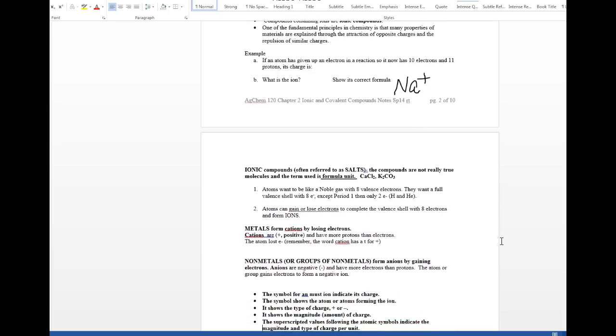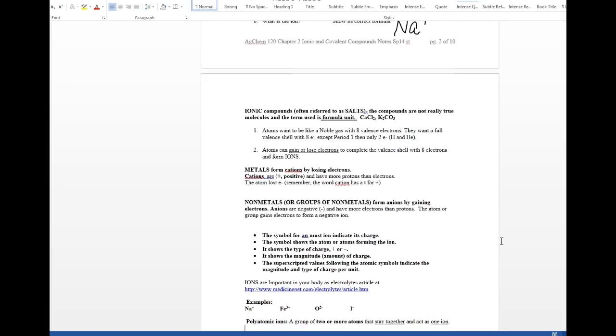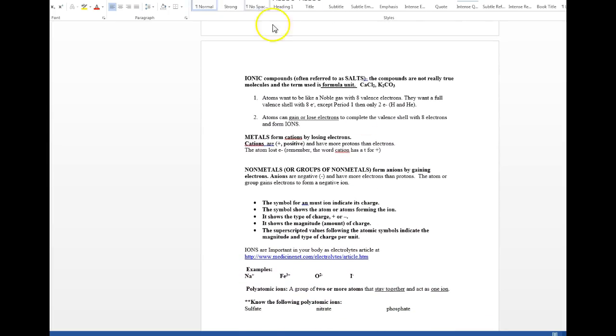Okay, so our ionic compounds are very often referred to as salts. And the term for the unit they form is a formula unit. So calcium chloride, potassium carbonate. Okay, so you've got a positive and a negative. So when they're put into water, they can dissociate into the positive and negative ions.